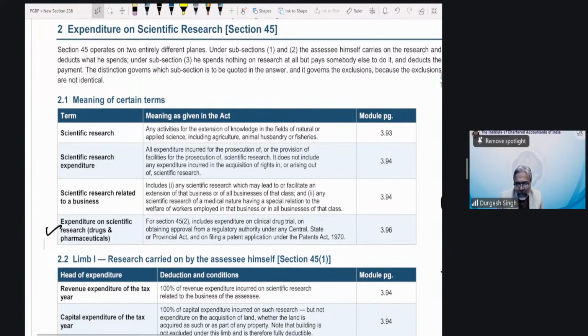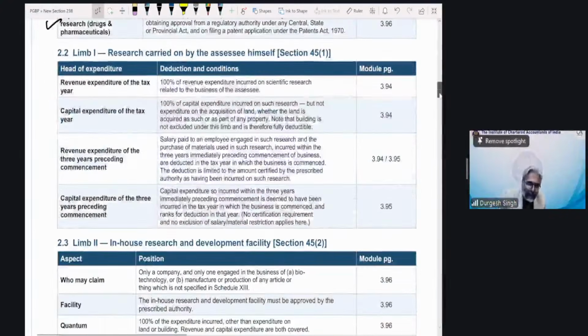Now let's come to section 45.1 first and then 45.2. Again, I'm telling you, 45.1 and 45.2 provide you the deduction of the scientific research expenditure that you have incurred in your business, whereas 45.3 is about donation that you have given for a scientific research program. Let's have a look. 45.1.